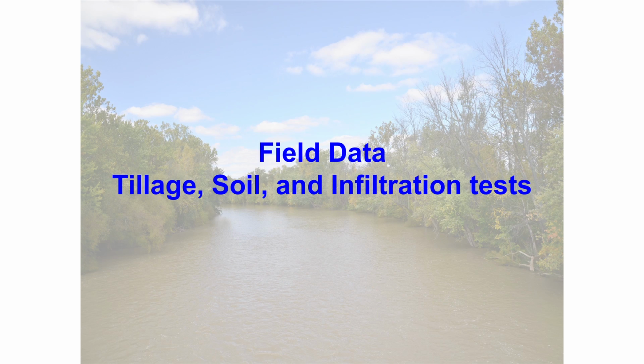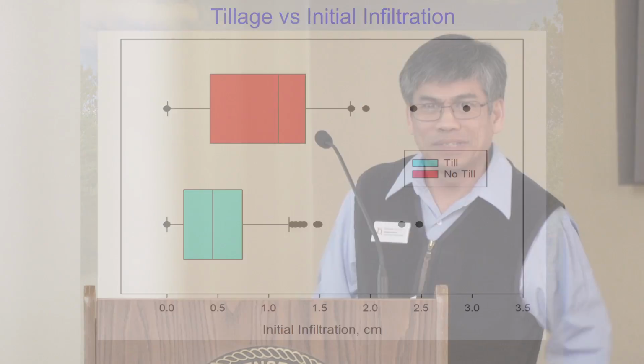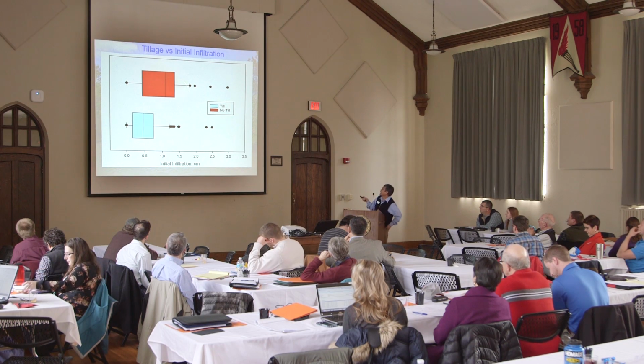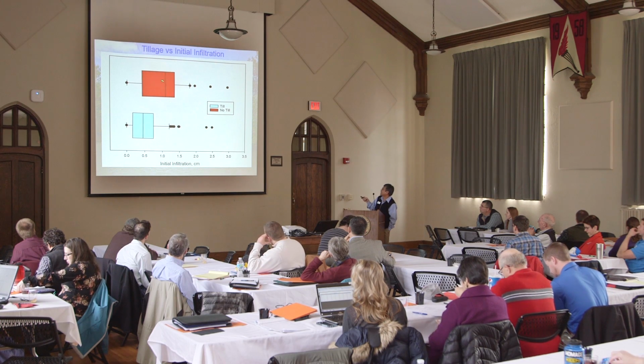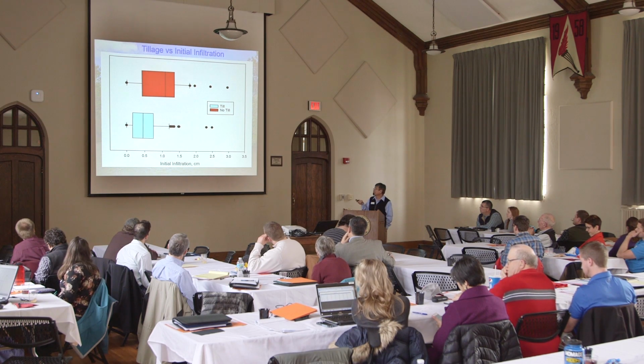So some of the field data that we have gathered, one is infiltration. We have always been saying that if you have good soil health, that will improve infiltration. If you have no-till, that will improve infiltration. But have you seen data yet that proves that? This data shows us that if you have no-till, there is a much higher initial infiltration compared with tilled land. So that shows that no-till improves infiltration.